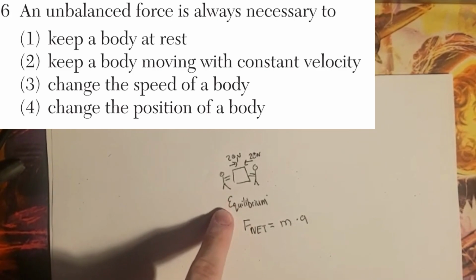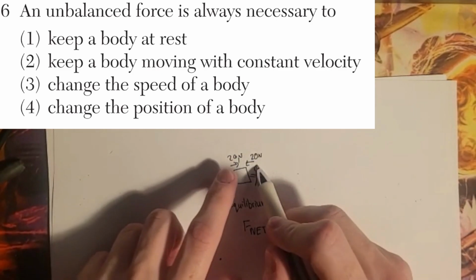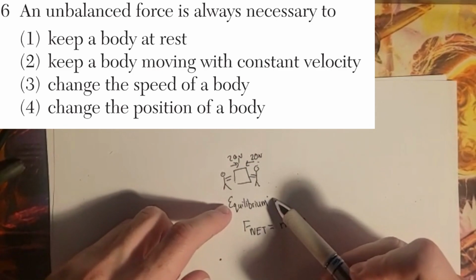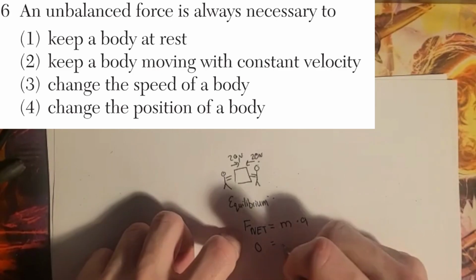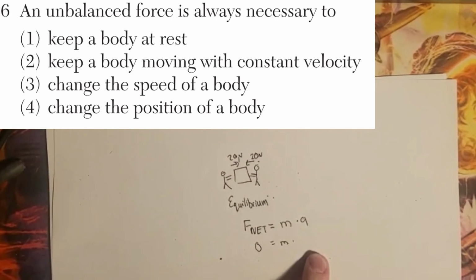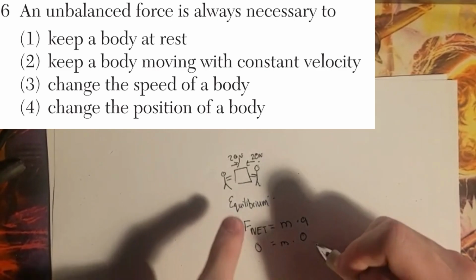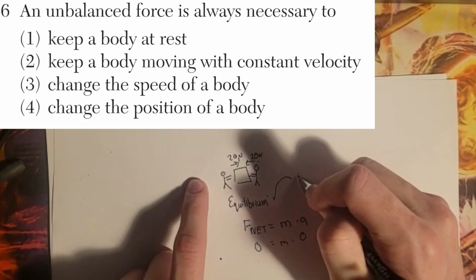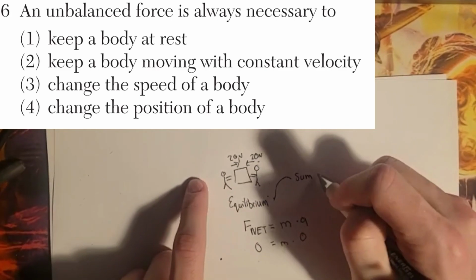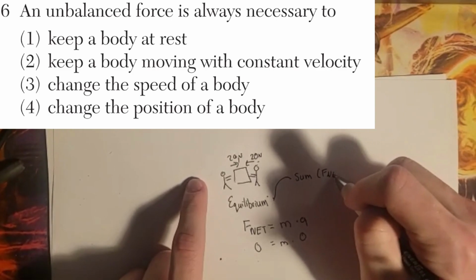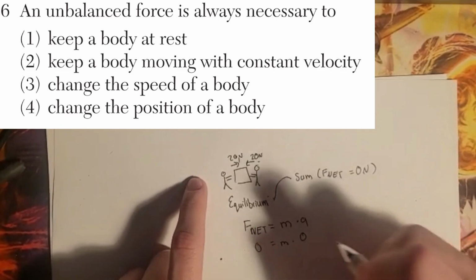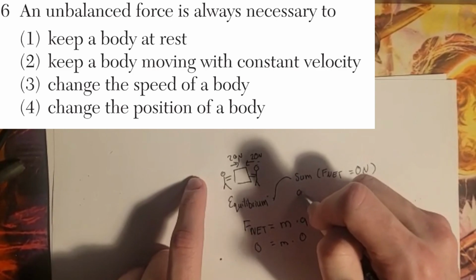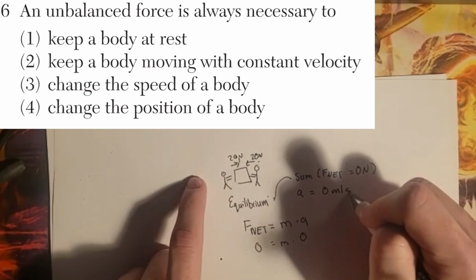In a state of equilibrium, if these forces cancel out, which they are in this equilibrium example, that means your net force, the total force, is 0, which means your mass times your acceleration. Well, the only way you're going to get 0 force is if your acceleration is also 0. So equilibrium, what you have to remember is that the sum of forces is 0. In other words, the net force is 0. And that means that you have 0 acceleration. So 0 newtons for the net force. And then acceleration is also equal to 0 meters per second squared.